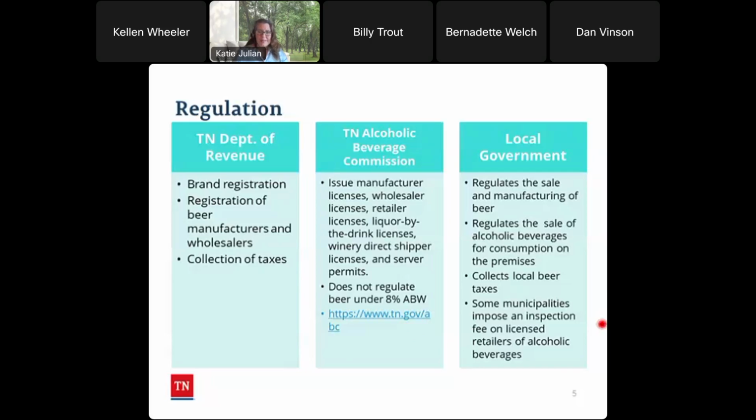All right, local governments regulate the manufacture and sale of beer, as well as the sale of alcoholic beverages for consumption on premises within their jurisdictions. Local governments also collect the local beer tax, including the annual privilege tax and the wholesale beer tax. And some municipalities also impose an inspection fee on licensed retailers of alcoholic beverages. We're not going to be talking about that today, but just for your information.